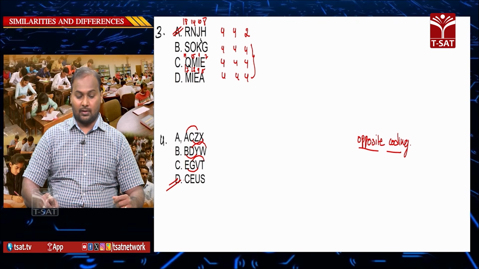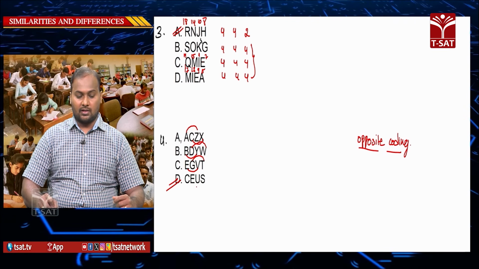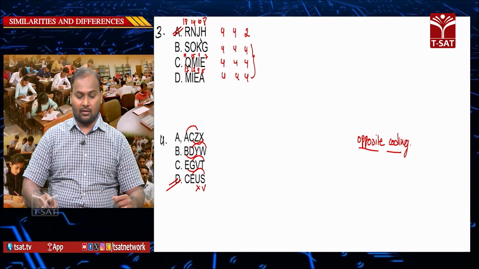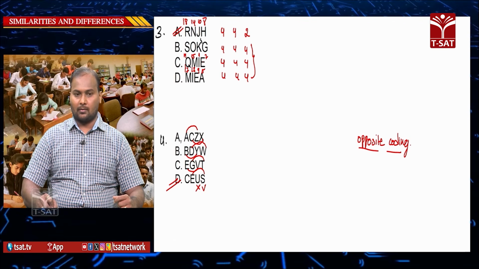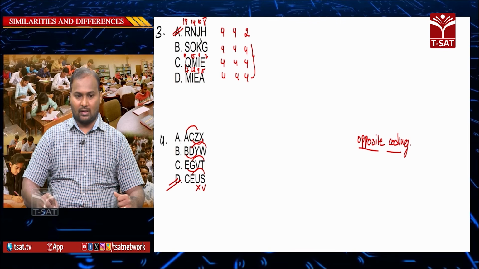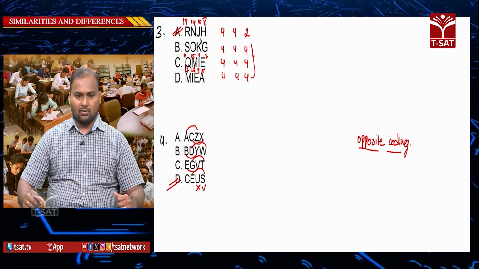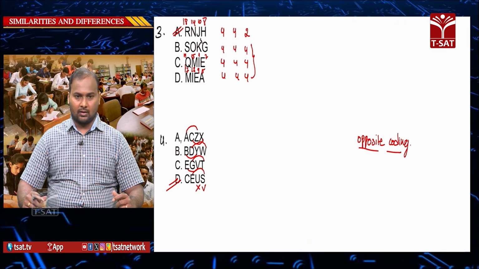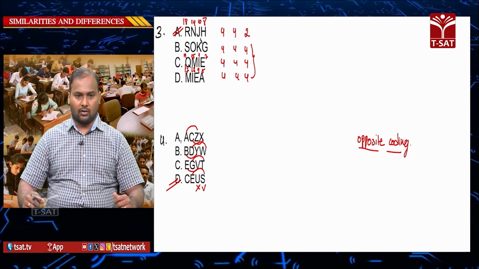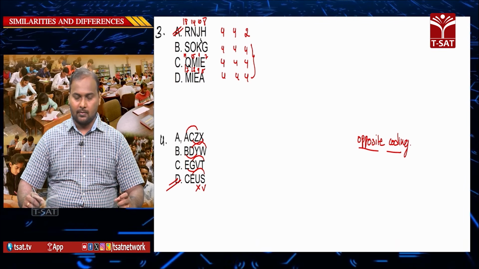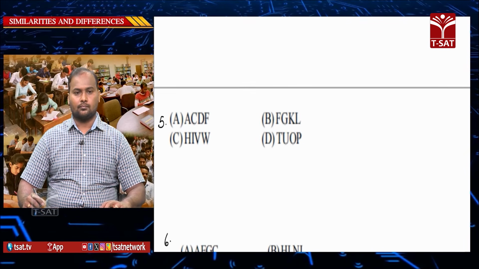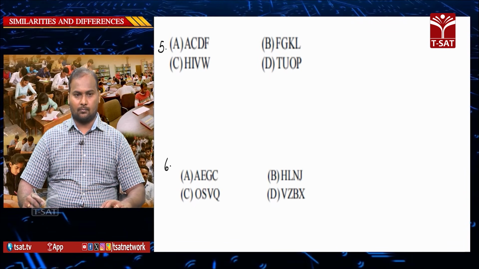But in case of option D, C opposite is X, but it is U here, and E opposite is V here. So X and V should be there, but instead you are having U and S. So obviously option D becomes wrong, and the remaining all are correct. What is the similar thing that is there? That is opposite coding in case of options A, B and C. Next type of question. See here as well.